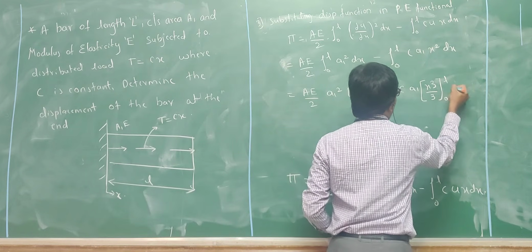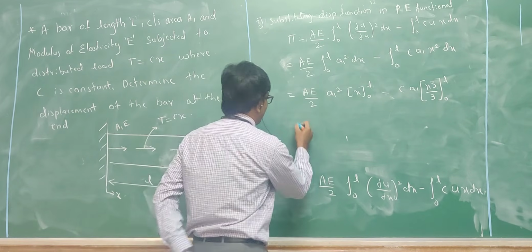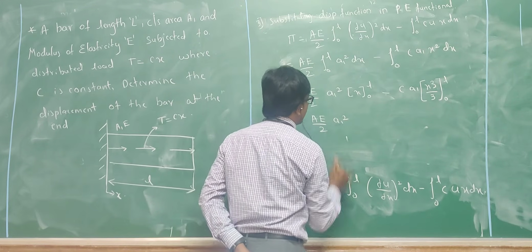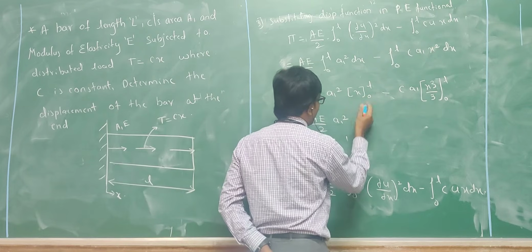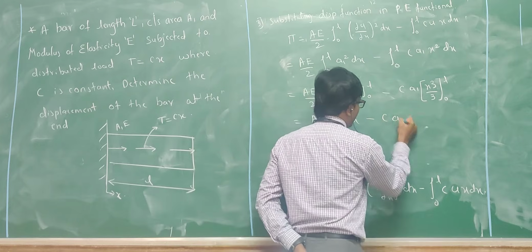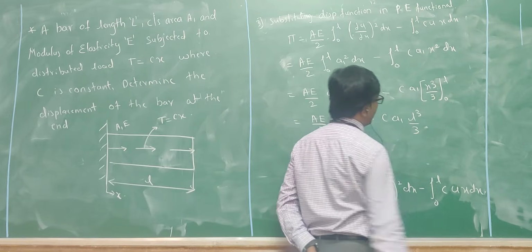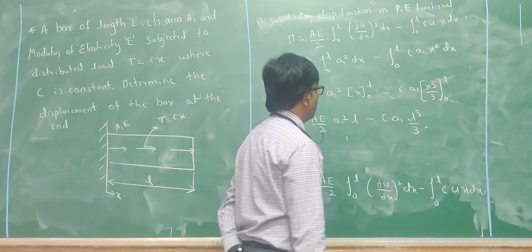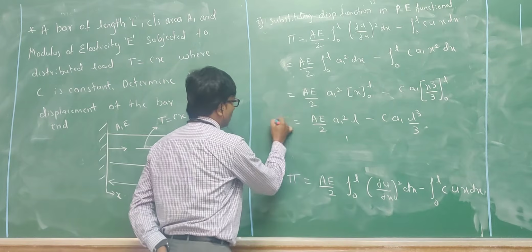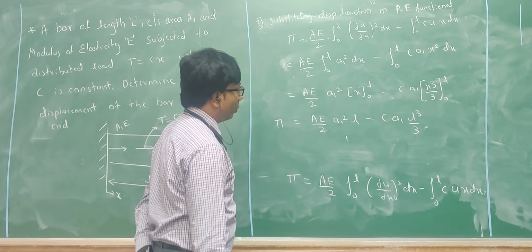It becomes 0 to L. Okay, so this is how we do the integration. So what will remain here is AE by 2 a1 square into x, and with the limits, if you put it, it becomes L here, minus c a1, it becomes L cube by 3, because the limit is 0 to L. Okay, now we got the value as pi is equal to AE by 2 a1 square L minus c a1 L cube by 3.